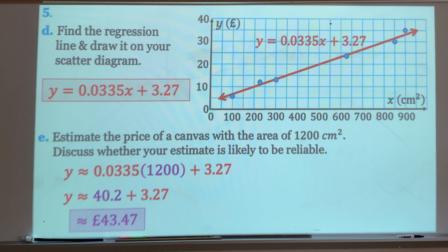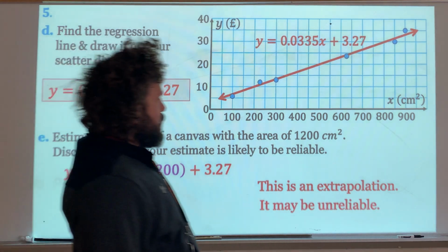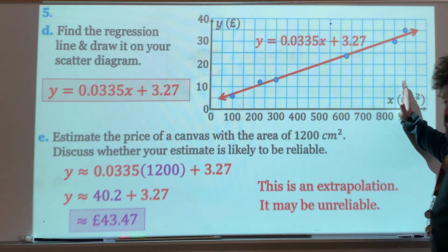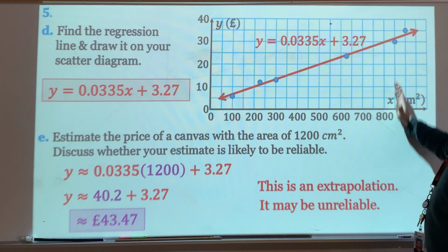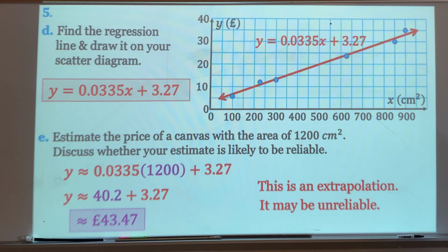Is it likely to be reliable? Not really. It's an extrapolation, therefore it's unreliable. 1,200 actually is over here, and our graph is really only reliable up to about 900. Okay. 900 square centimeters.